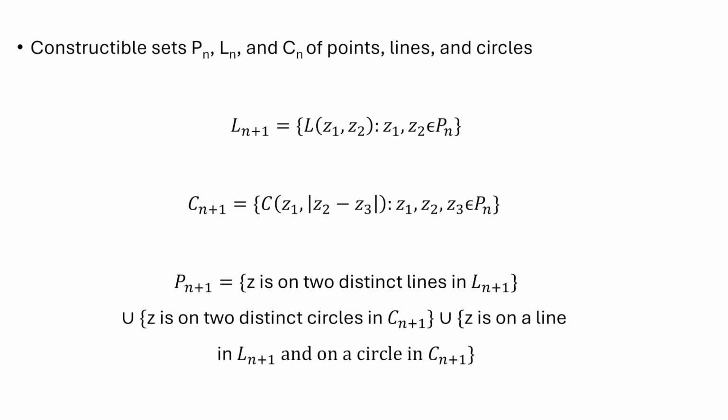So we can formalize this by making these constructible sets Pn, Ln, and Cn of points, lines, and circles. And as you can see here, Ln+1 means that you have a line where you have 2 points, and each of these points is part of the set of points. The circle is where you have a point and a distance, where all of these are points. And then the more complicated one is points, where if you have a point on two distinct lines, a point on two distinct circles, or a point on a line and a circle, as in their intersections, then you can add that as a new point.